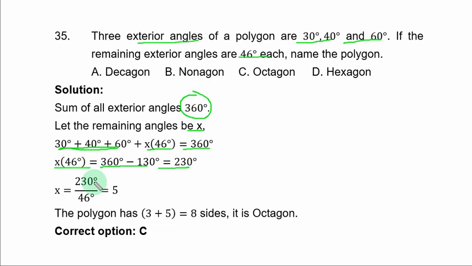To get S, divide both sides by 46 degrees, and S is equal to 5. The polygon has 3 plus 5. That is, the three angles given to you is for 3 sides, and you just solve for 5. So 3 plus 5 is 8, and it is an octagon that has 8 sides. So C is the correct option.